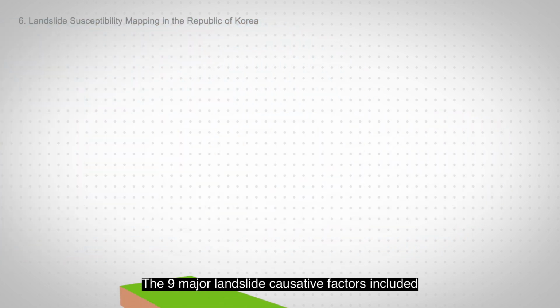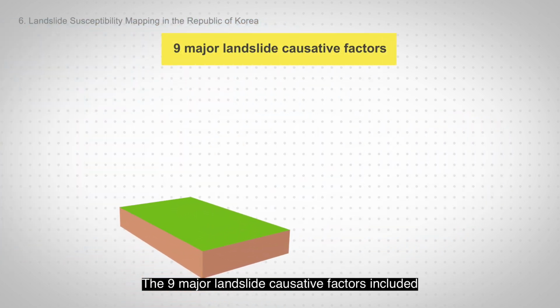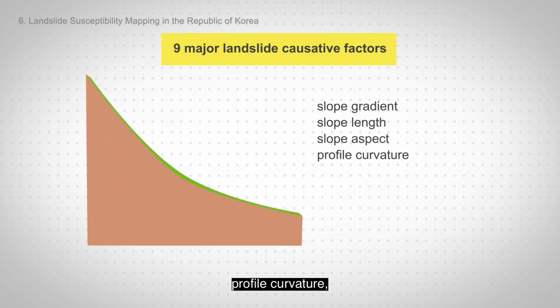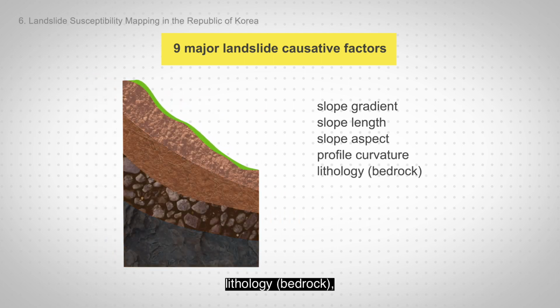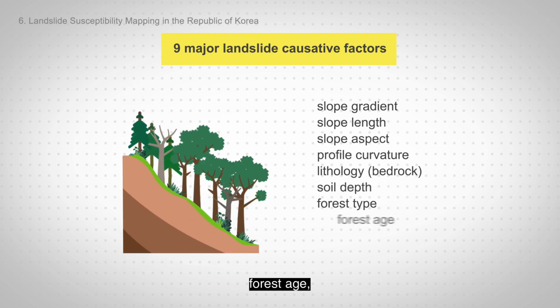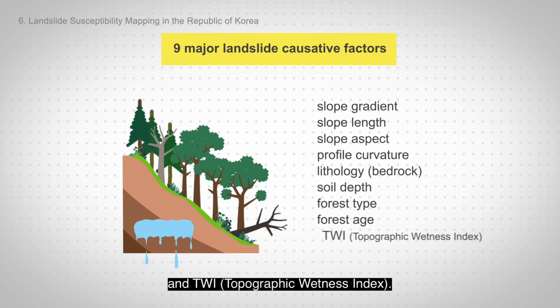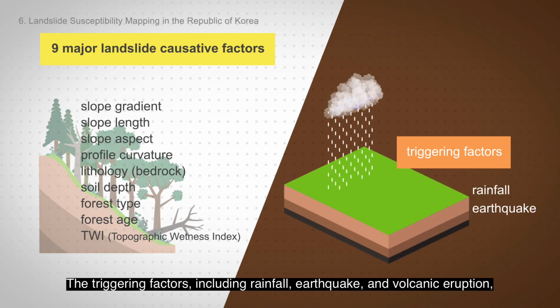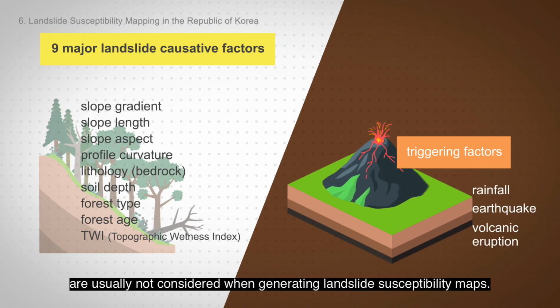The 9 major landslide causative factors included slope gradient, slope length, slope aspect, profile curvature, lithology, bedrock, soil depth, forest type, forest age, and TWI, topographic wetness index. The triggering factors, including rainfall, earthquake, and volcanic eruption, are usually not considered when generating landslide susceptibility maps.